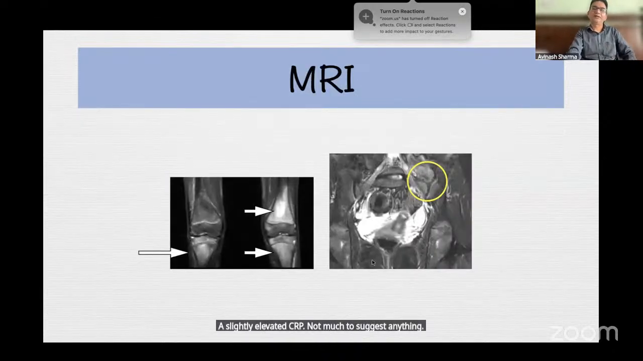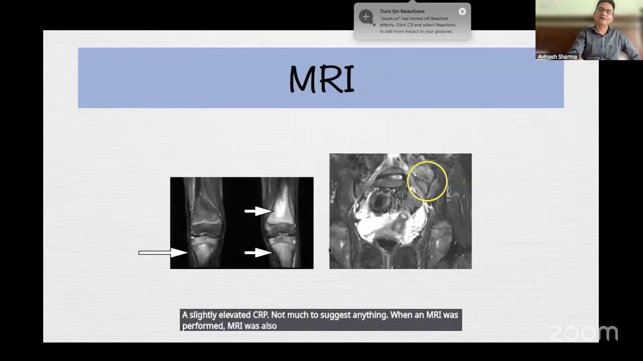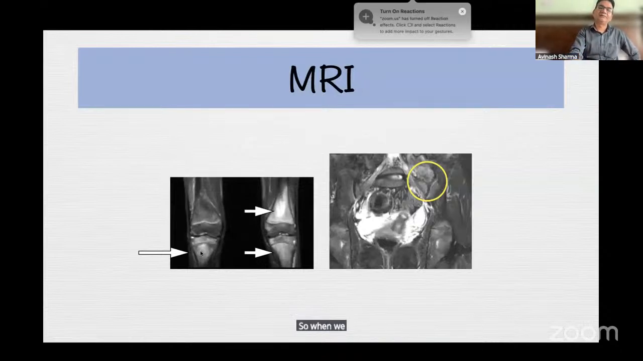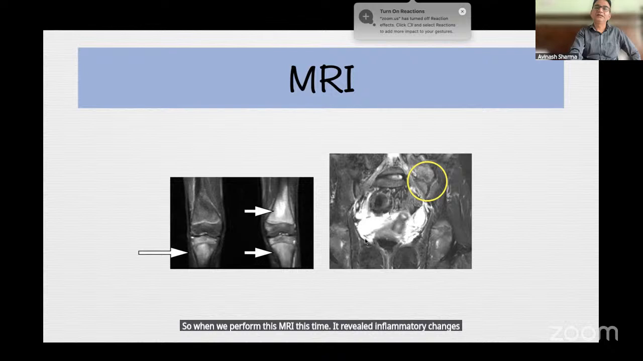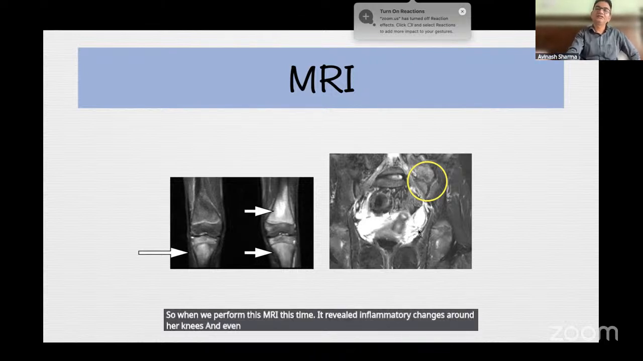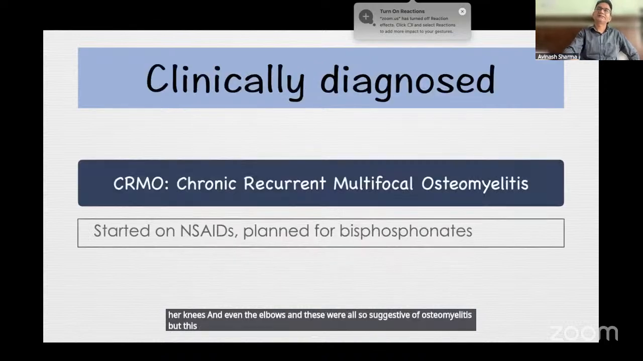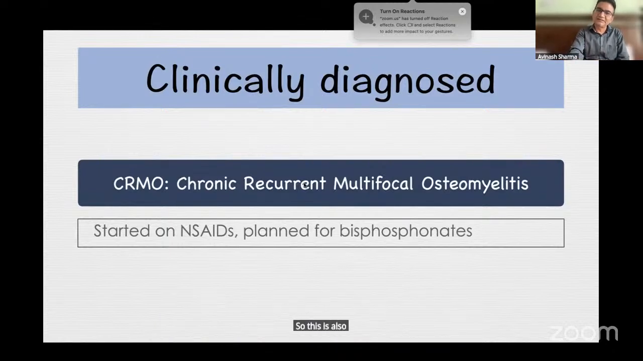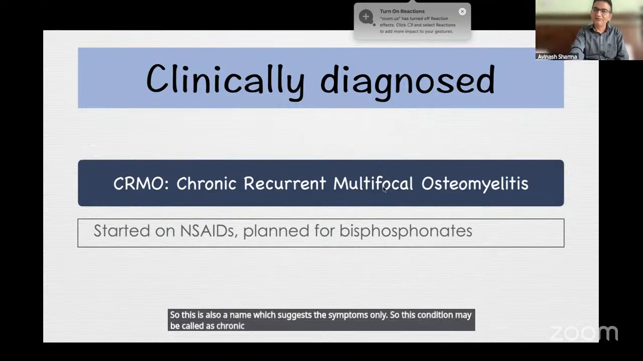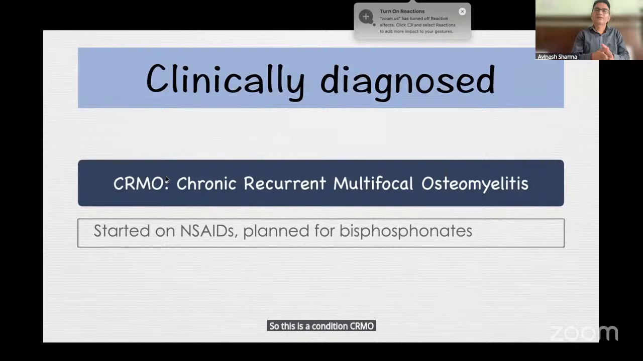An MRI was also performed when she had that ankle issue. So when we performed this MRI this time, it revealed inflammatory changes around her knees and even the elbows. And these were also suggestive of osteomyelitis. But this osteomyelitis is involving many parts of the body. So this is also a name which suggests the symptoms only. So this condition may be called chronic recurrent multifocal osteomyelitis. So this is a condition, CRMO, which is chronic recurrent multifocal osteomyelitis.